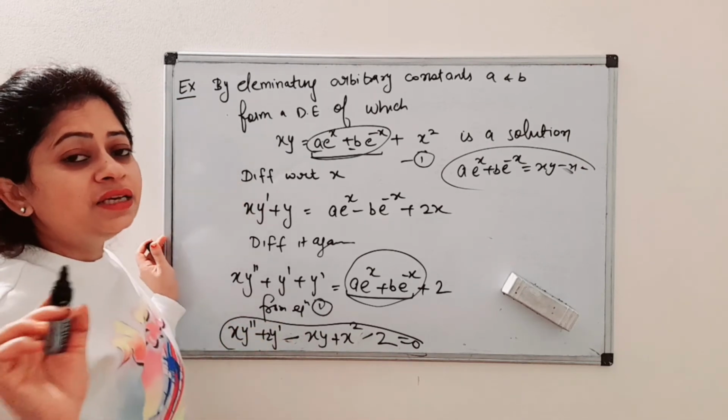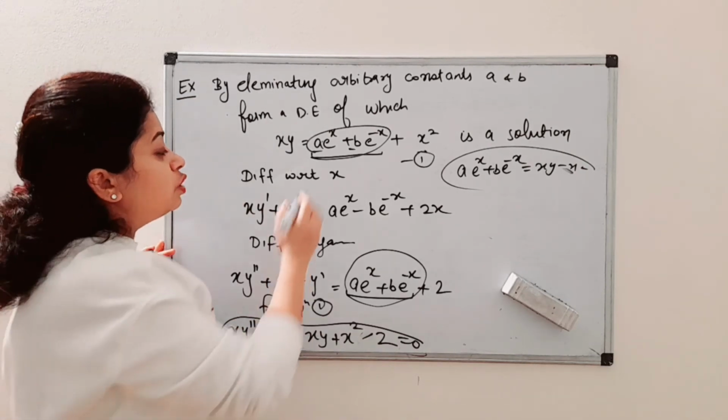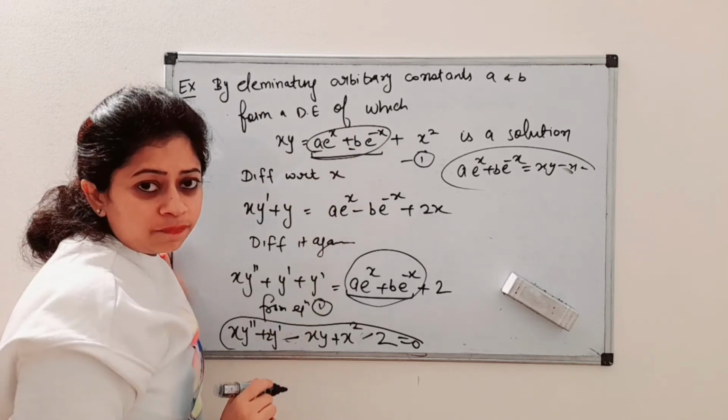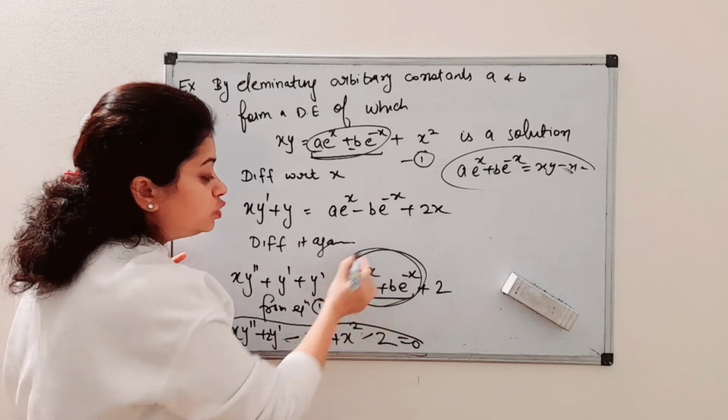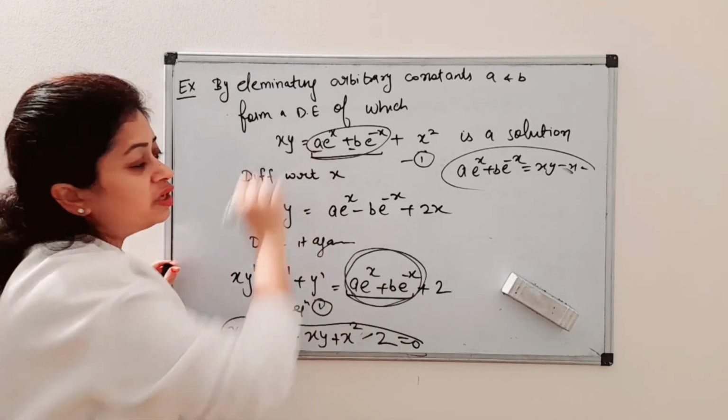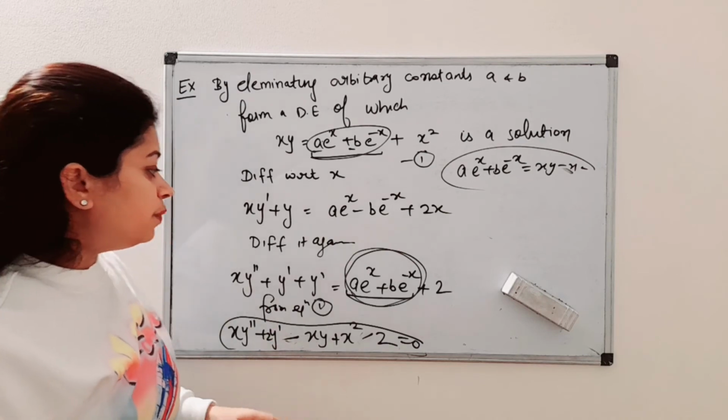It is so simple, because whenever you have these types of examples, after differentiating it 2 times, you can get this value again and you can substitute it here. So it is very simple.